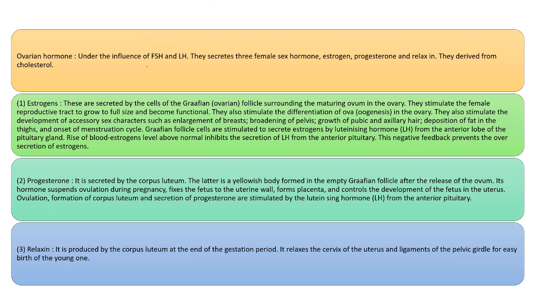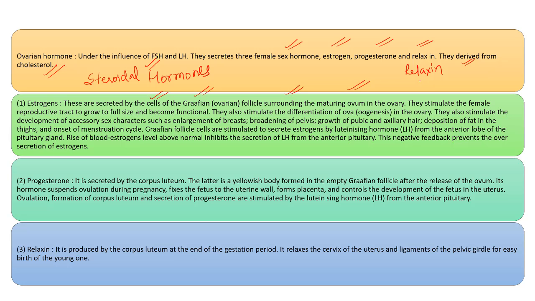Ovarian hormones. Under the influence of FSH and LH, the ovary secretes three female sex hormones: estrogen, progesterone, and relaxin. They are derived from cholesterol, meaning steroidal hormones. They are secreted by the cells of Graafian follicles, that is, mature follicles surrounding the maturing ovum in the ovary.